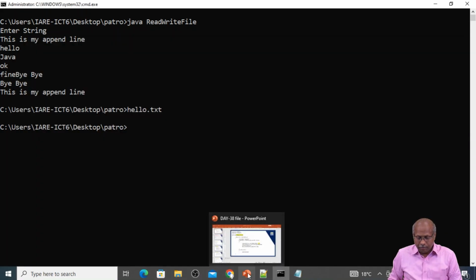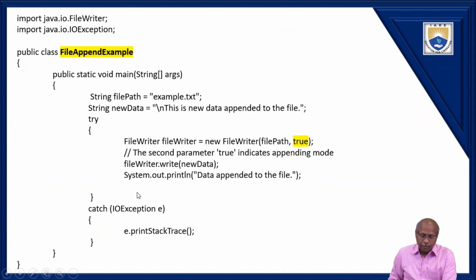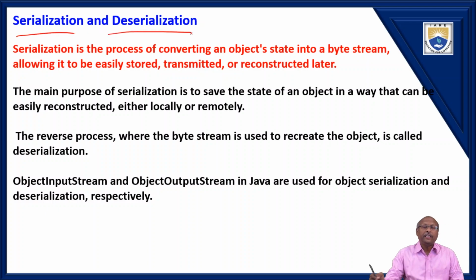Now let us see another one. This part you have already seen. Now there is one more important concept you should understand. What is serializing and what is deserializing? This concept is very much essential for everybody, because you are going to store some object in a file. If you want to store an object in a non-volatile area, it requires the serializing concept. Similarly, whenever you want to retrieve the object from the non-volatile area, you need deserializing. So serializing and deserializing are the two important concepts you should know.